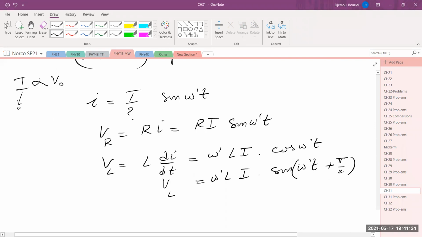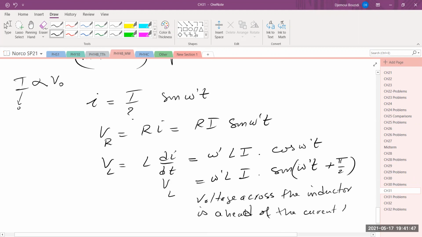Okay? In other words, the voltage across the inductor is ahead of the current by 90 degrees. Here, this one is sine omega prime t, the other one is sine of omega prime t plus 90 degrees. That's what pi over 2 stands for.